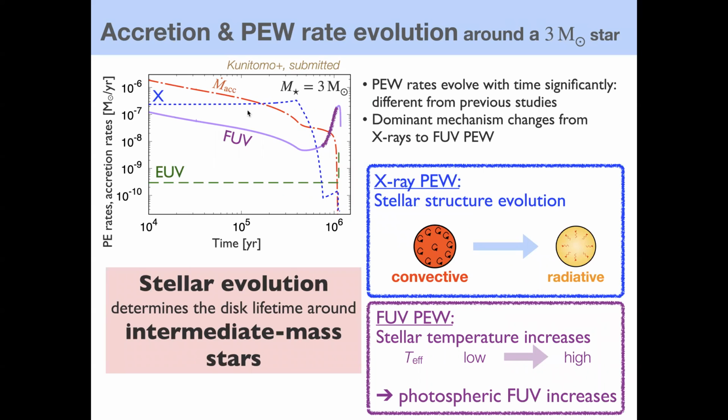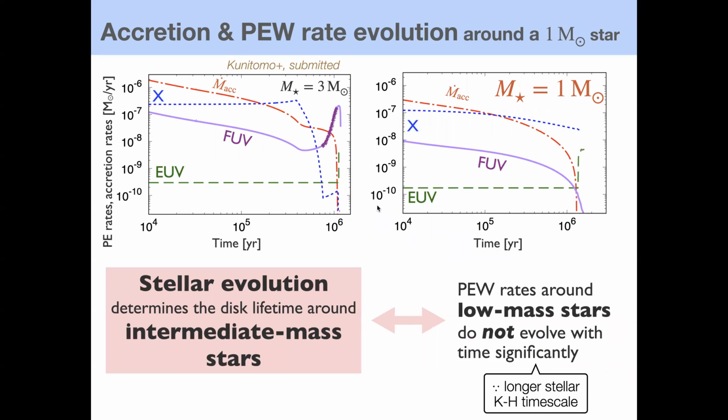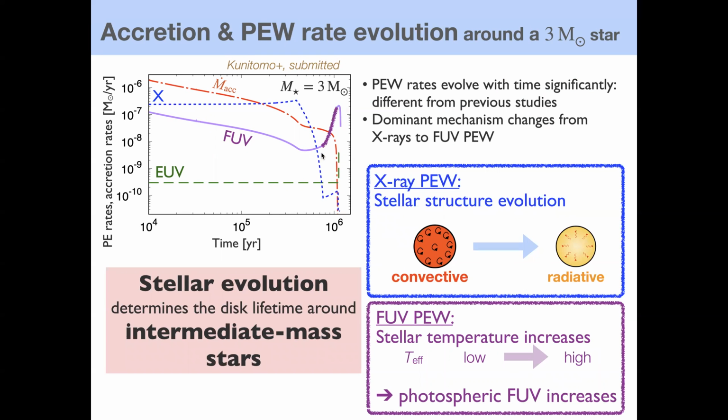The decrease of the X-ray photoevaporation is driven by the structure evolution from convective to radiative. The rapid increase of FUV photoevaporation here at around 1 million years is induced by the increase of the stellar effective temperature. So stellar evolution is crucially important for the realistic disk evolution model around intermediate mass stars.